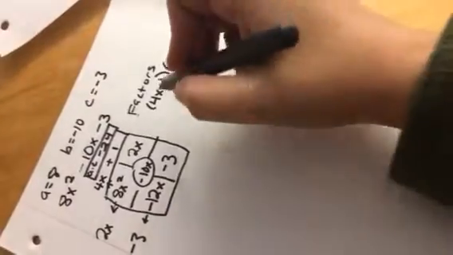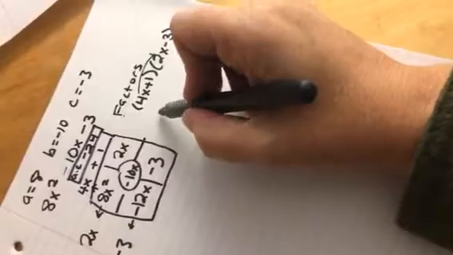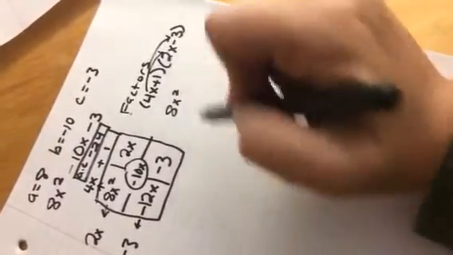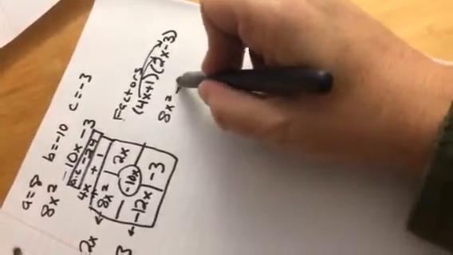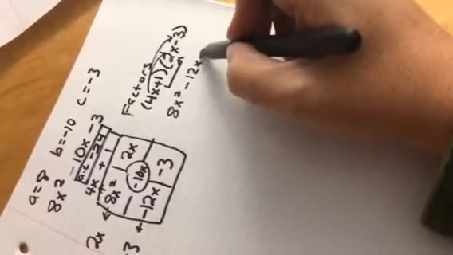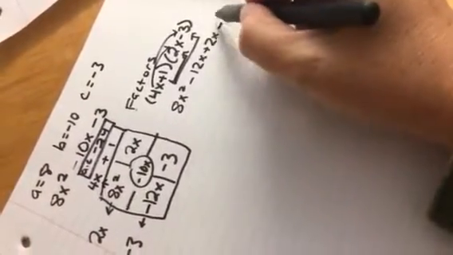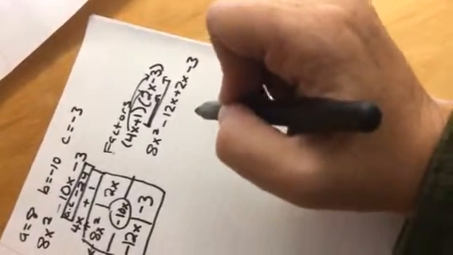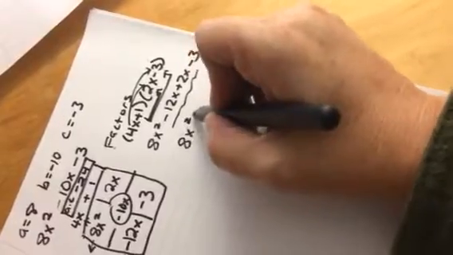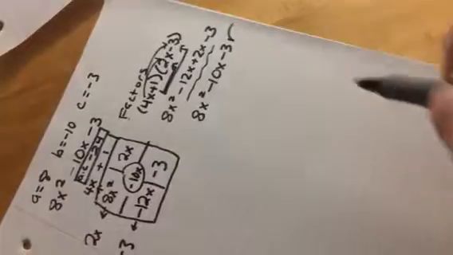You can check your work by distributing. So 4x times 2x is 8x squared. 4x times negative 3 is negative 12x. 1 times 2x is positive 2x. 1 times negative 3 is negative 3. Combine the middle x terms, and I get 8x squared minus 10x minus 3, which is what I started with.